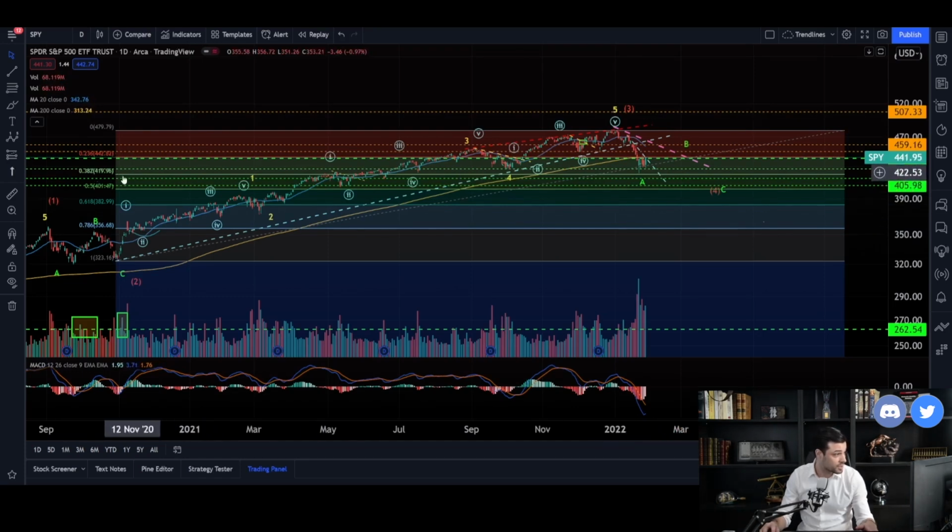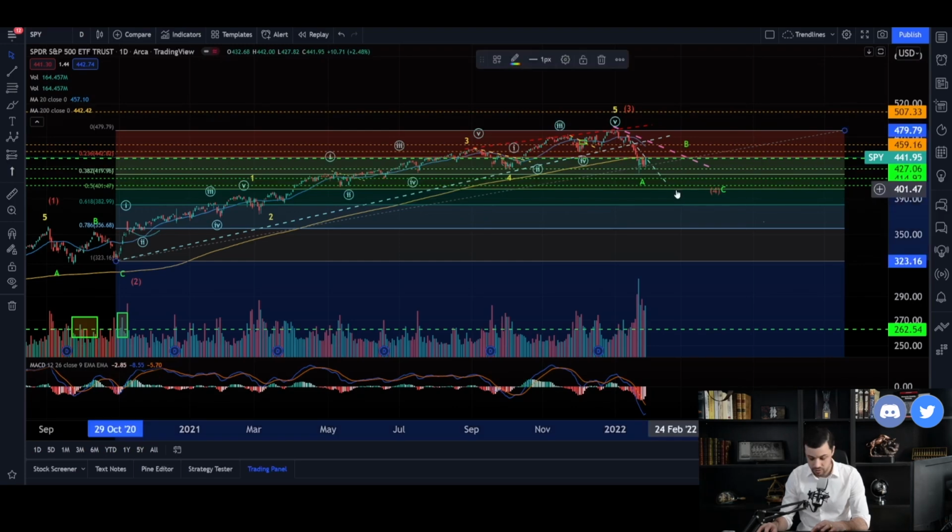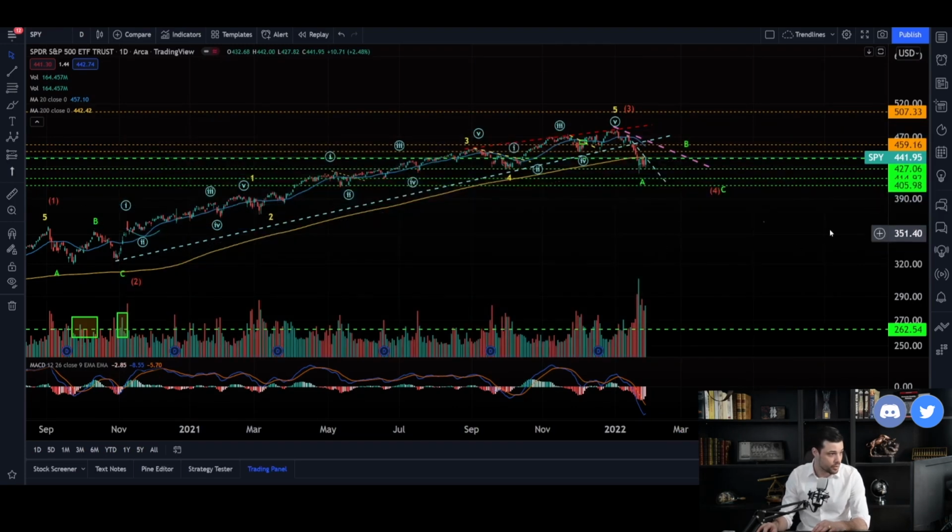So the 38.2 is at 420. So we have already reached that. So this is telling me that maybe we have already reached the lowest level of this correction. If we didn't, then we might go to the 50 or 61.8% retracement level, which are at 400 and 380. All right, so keep those levels in mind, 400, 380.